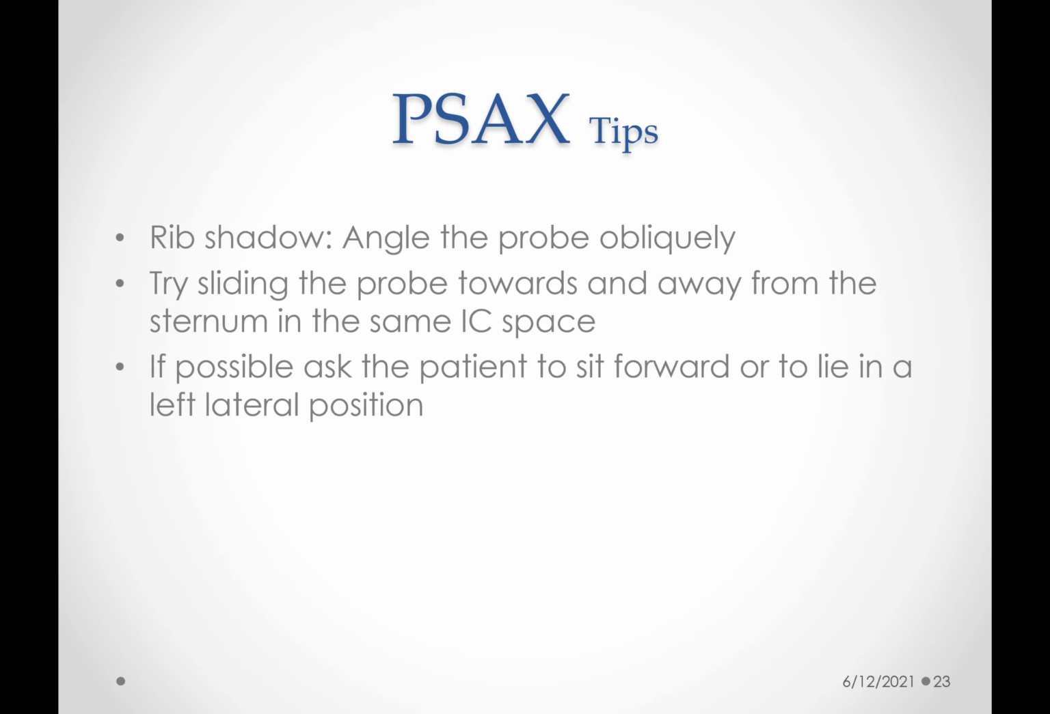So to get a good parasternal short axis view, you can more or less follow the same tips for the parasternal long axis view. Angle the probe obliquely if you find a rib shadow, or try sliding the probe towards and away from the sternum in the same intercostal space. And if the patient is well enough, ask him or her to sit forward or to lie in a left lateral position.